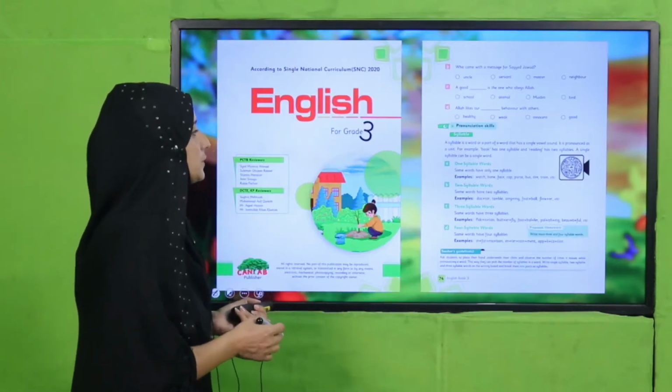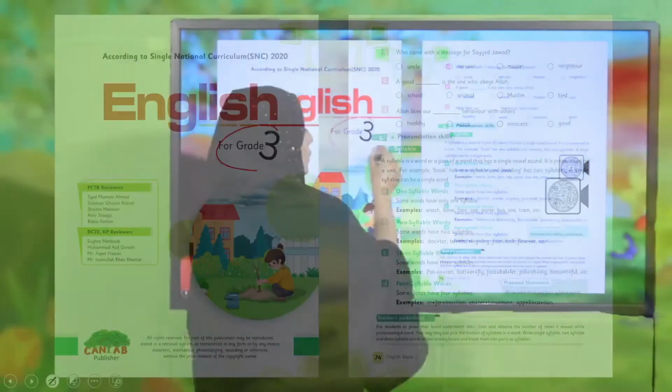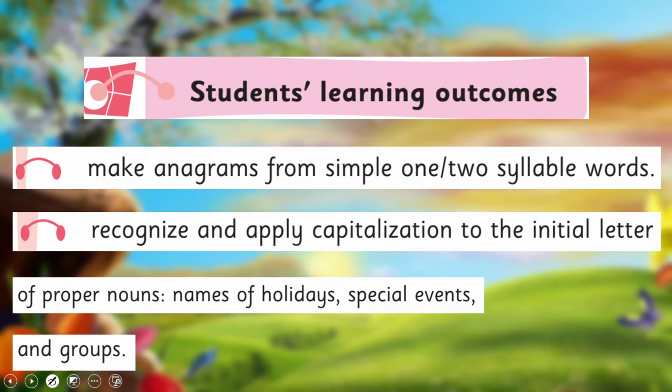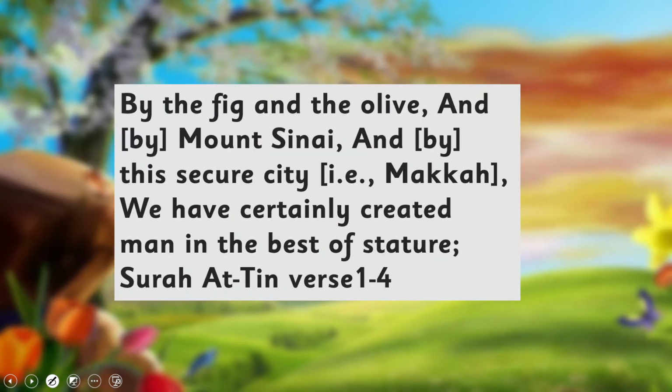Before, in English for grade 3, we have already learned about pronunciation skills and syllable words. Today's student learning outcomes are: make anagrams from simple one to two syllable words, and recognize and apply capitalization to the initial letter of proper nouns, names of holidays, special events, and groups.